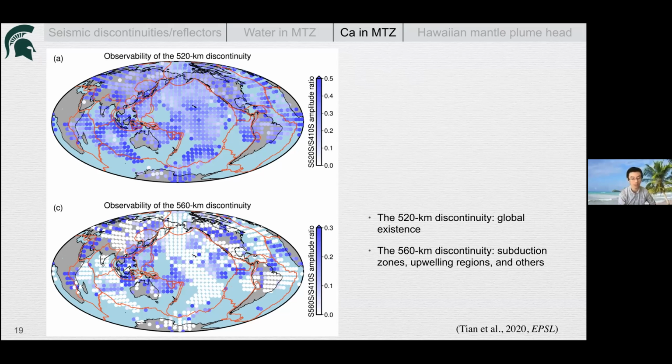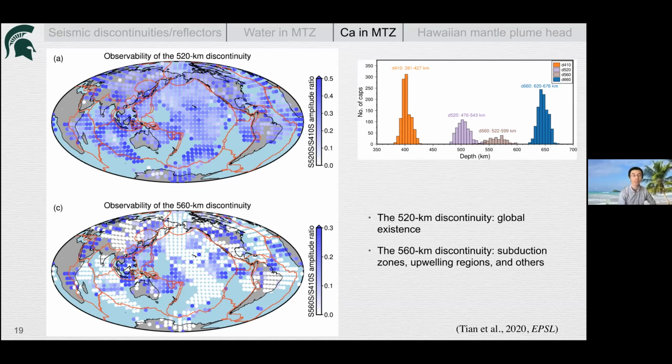And on the right side, I'm also showing the histogram of the depth of these discontinuities. So I believe there are a lot of things to say about the 520 discontinuity, that it's caused by the wadsleyite transition to ringwoodite.